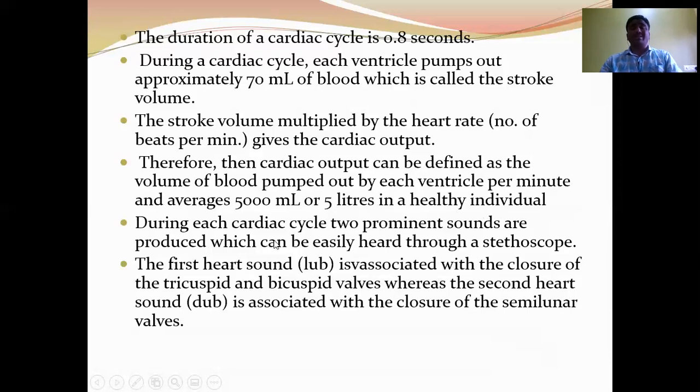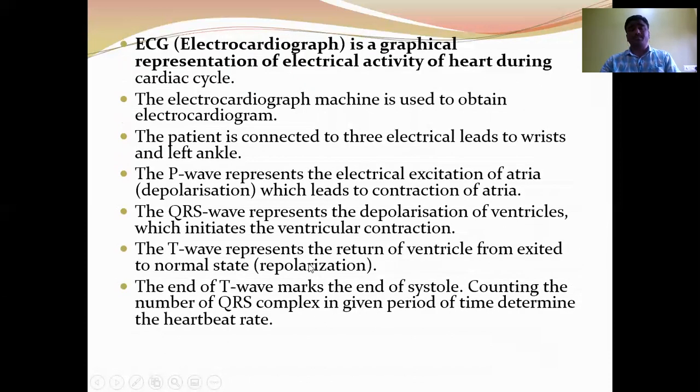During each cardiac cycle, two prominent sounds are produced, which can be easily heard through a stethoscope. The first heart sound, lub, is associated with the closure of the tricuspid and bicuspid valves, whereas the second heart sound, dub, is associated with the closure of the semilunar valves.